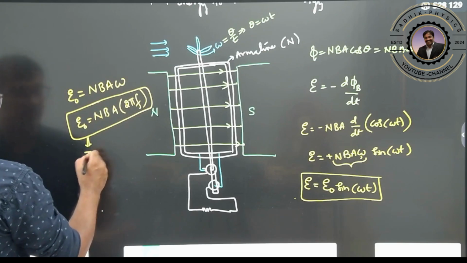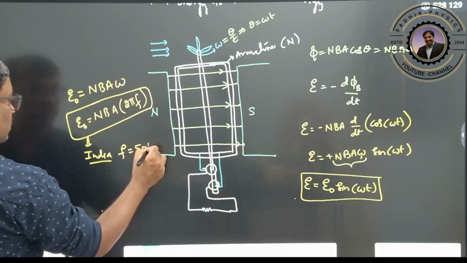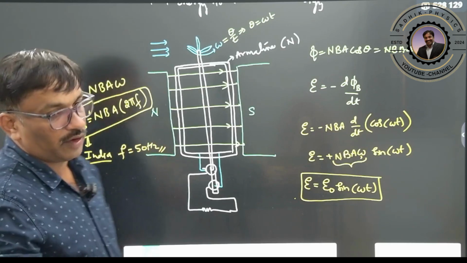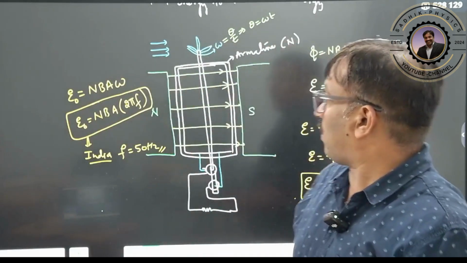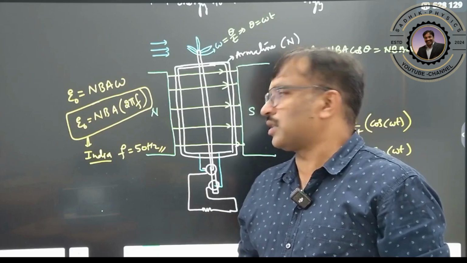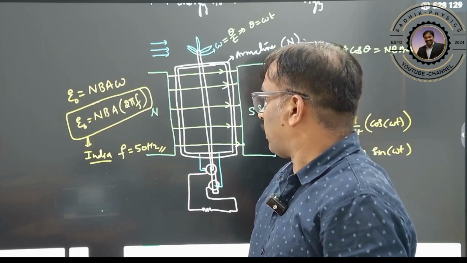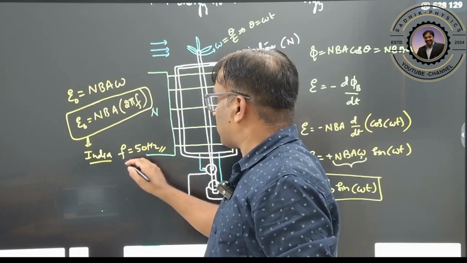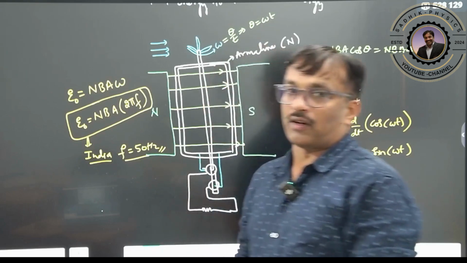In India, all the generators are rotated with a frequency of 50 hertz. Some other countries, like the USA, use 60 hertz. So in India we follow a frequency of about 50 hertz, therefore 50 rotations per second, right?